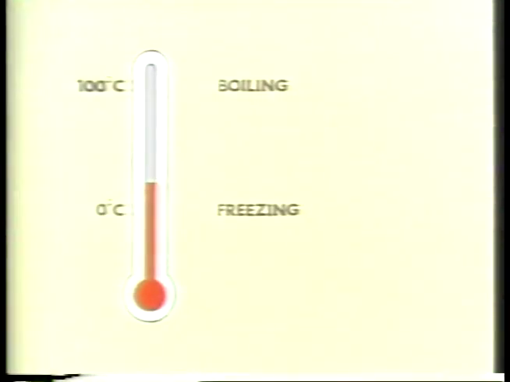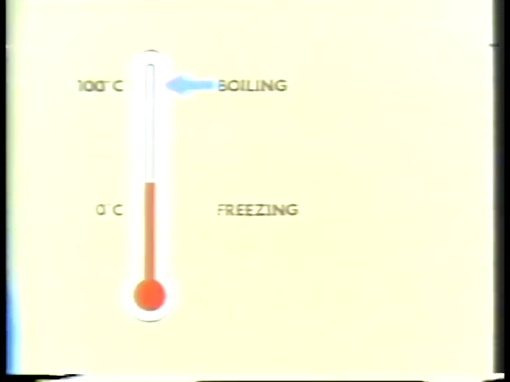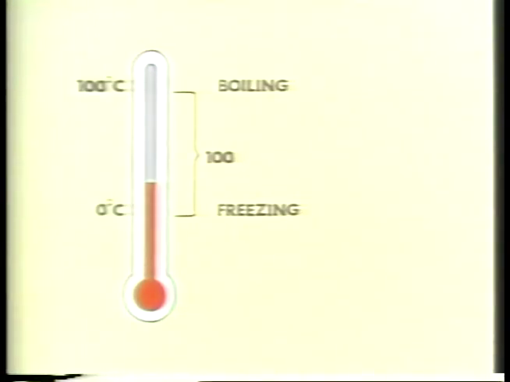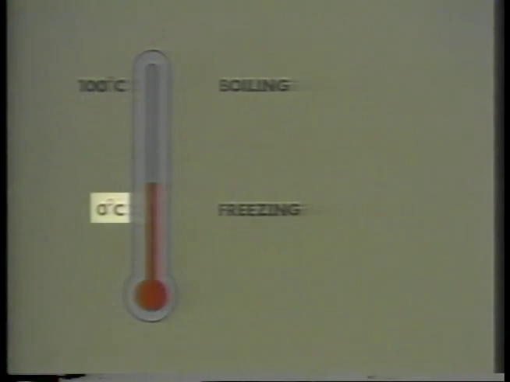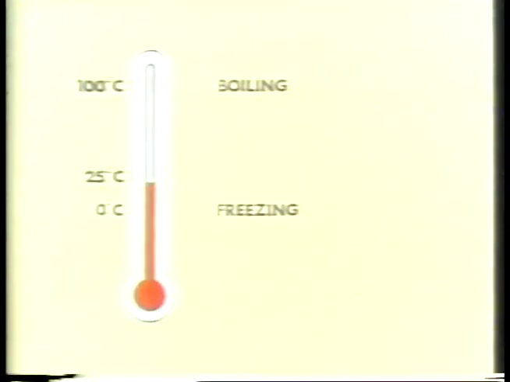On the Celsius scale, the temperature change between the freezing point and the boiling point of water is divided into 100 equal degrees. The freezing point of water is set at 0 degrees Celsius. The little circle stands for degrees, and the C stands for Celsius. The boiling point of water is 100 degrees Celsius. A reading of 25 degrees Celsius means that the temperature is 25 degrees above the freezing point of water, and a reading of minus 25 degrees Celsius means the temperature is 25 degrees below the freezing point of water.